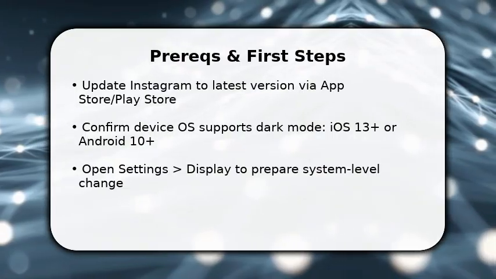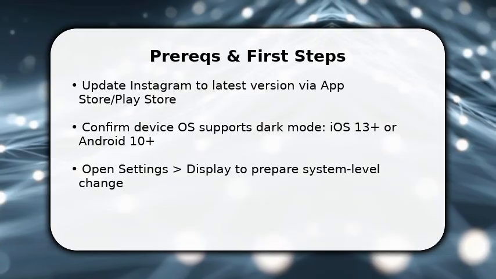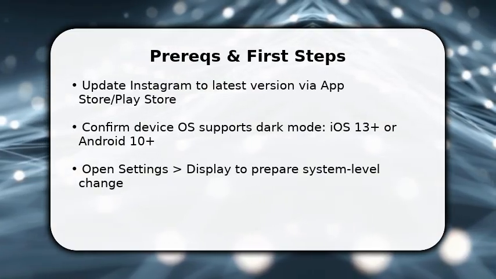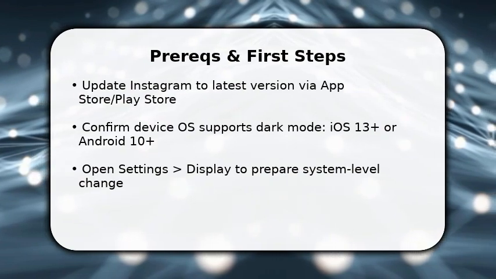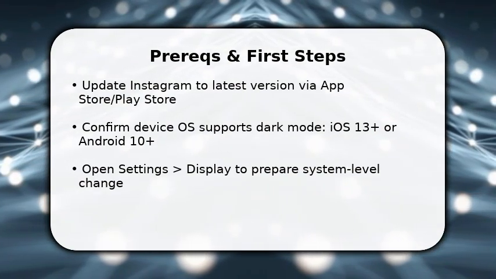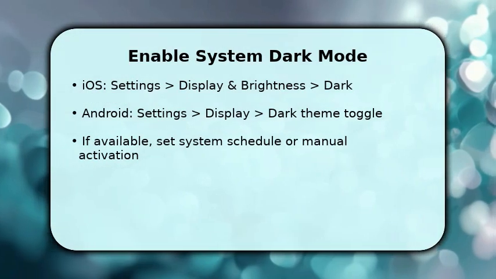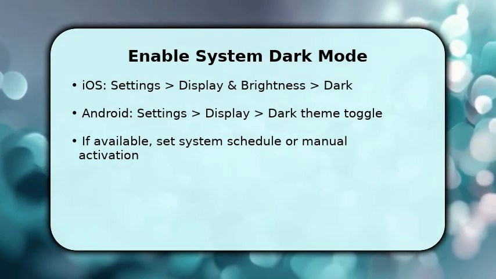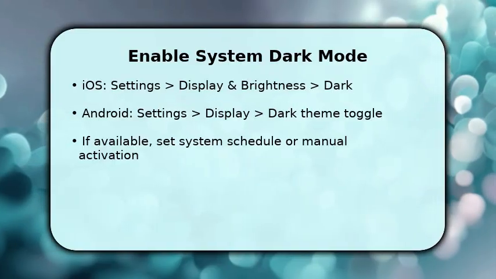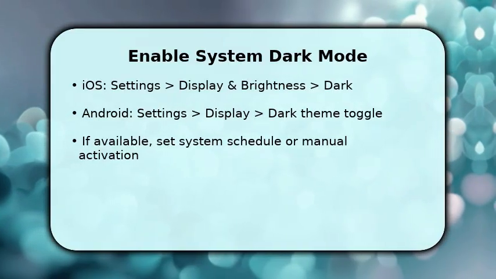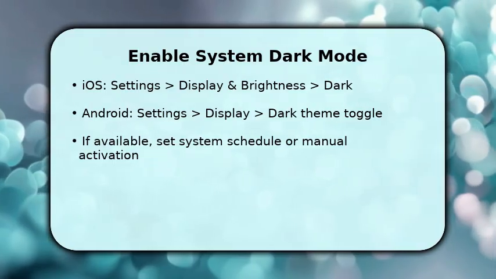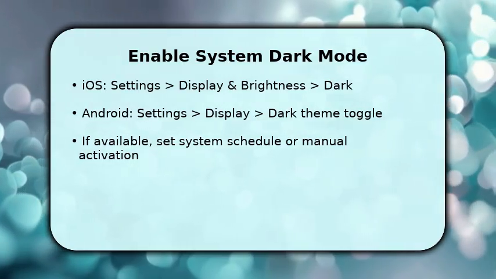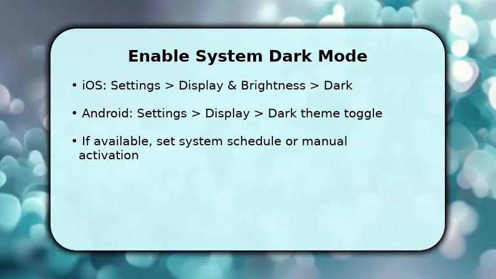Make sure no battery saver or accessibility override is blocking theme changes before proceeding to enable the system dark mode. Now activate the system dark theme. On iOS, tap Settings, Display and Brightness, choose Dark. On Android, go to Settings, Display, toggle Dark Theme. Once done, wait a few seconds for the system to apply the UI change across apps. Make sure any automatic schedule is configured if you want night-only behavior.